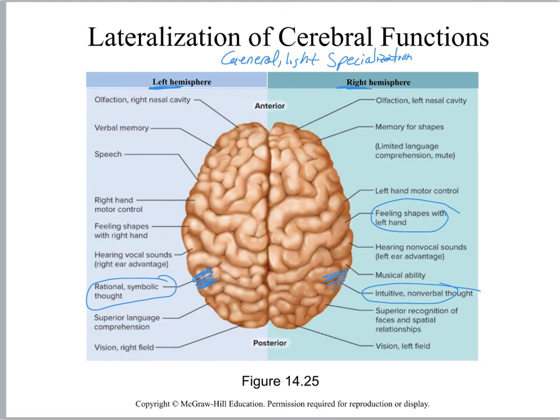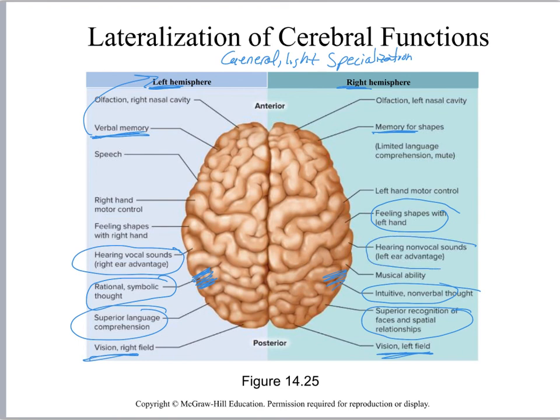Okay, so you can see, you've just got these generalizations. So over here is more verbal memory, which is the left side, because the left side is more language dominant. Over here is more memory for shapes, and so forth. Okay. All right, so just some general ideas of how you've got lateralization going on. Actually, this picture is pretty good because it's showing how it's kind of light. So you can see the left vision versus right vision, language comprehension versus recognition of faces and spatial relationships. All right, processing vocal sounds on the right ear versus non-vocal sounds, left ear advantage.